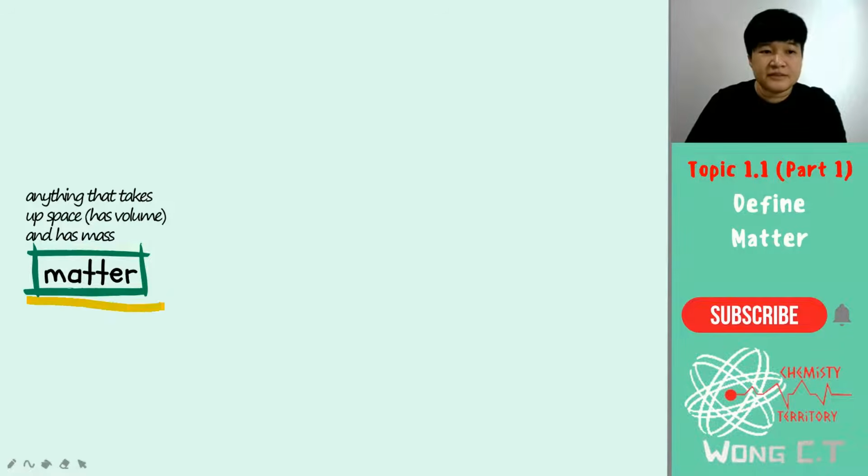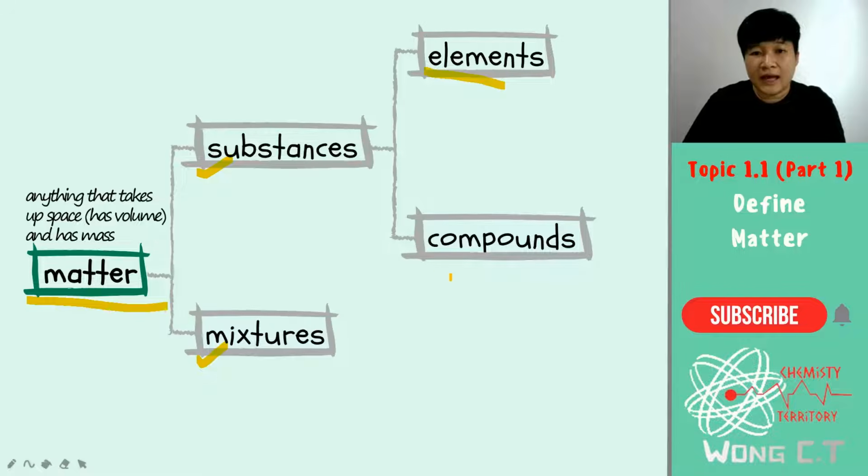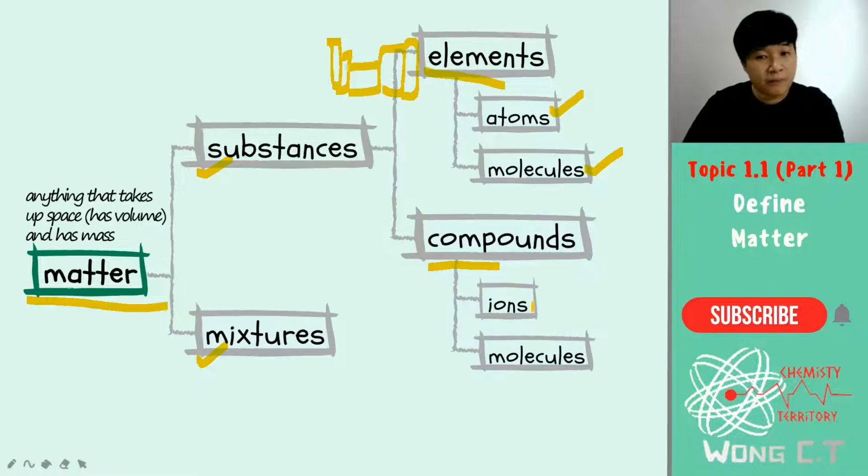Matter can be separated into 2 different categories, which are substance and mixture. Let's look at substance first. Substance can again be separated into element and compound. Element can be separated into atoms and molecules. Elements are everything that you have in your periodic table. So everything on the periodic table is your element. While your compound can be separated into ions and molecules.